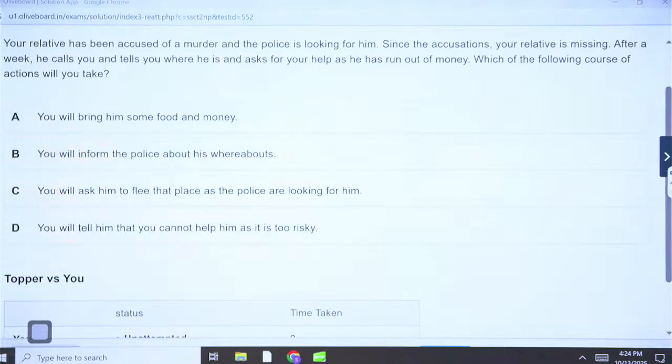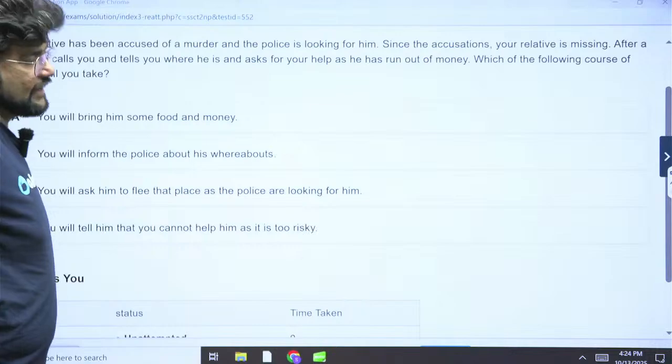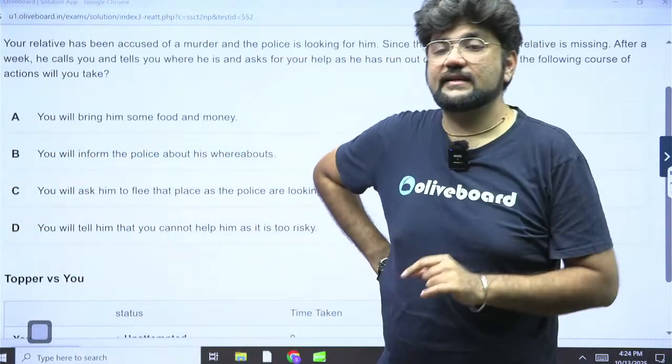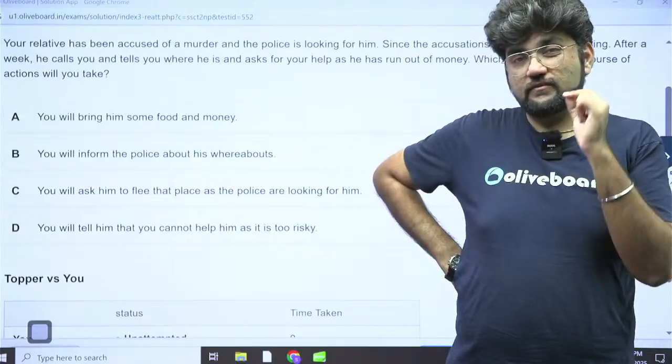Or, you will inform the police about his whereabouts. You will ask him to flee that place as the police are looking for him. And you will tell him that you cannot help him as it is too risky. See, some options you will delete right away. And as simple as this question seems right now, a lot of students actually fall into a trap.